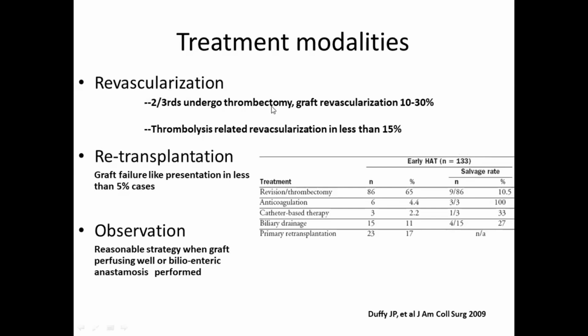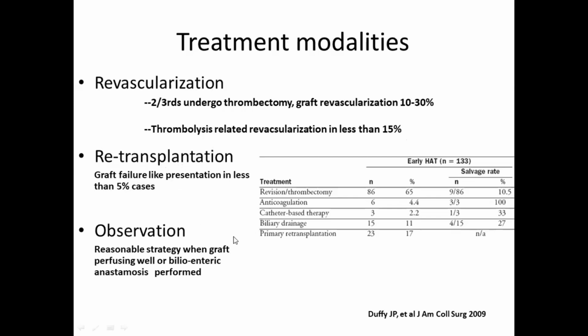Revascularization was attempted in 2/3 of the patients by way of thrombectomy, and the graft could be revascularized only in 10 to 30%. So this is a very, very important figure for us to know. Even in the best hands, you would not be able to achieve revascularization in more than a third. Thrombolysis, leaving a catheter over there and then using some kind of a thrombolytic agent, again works only in about 15% of patients. Many of these patients would be subjected to retransplantation.